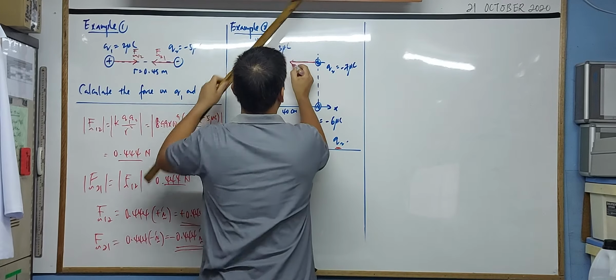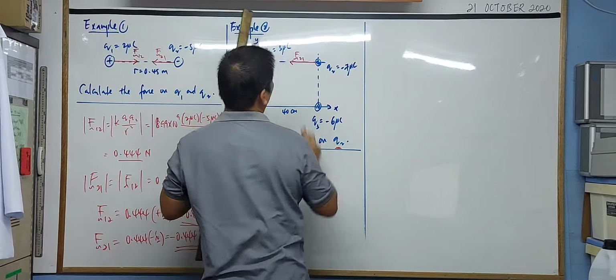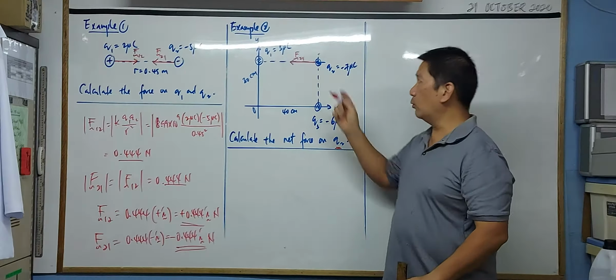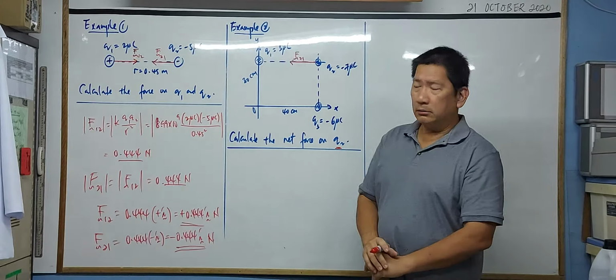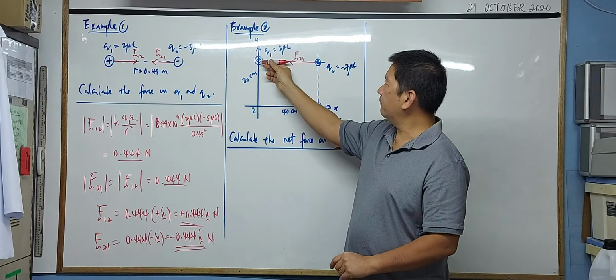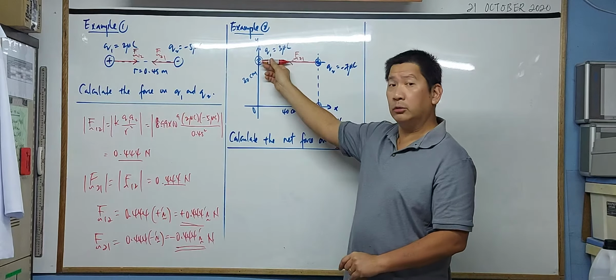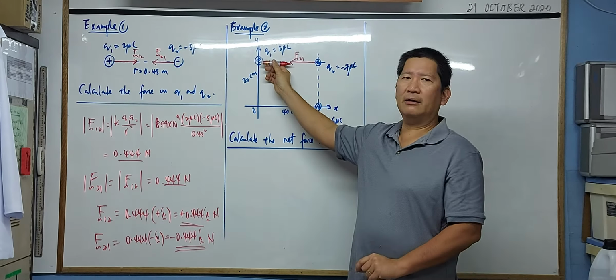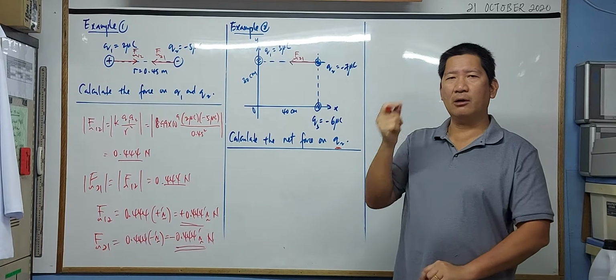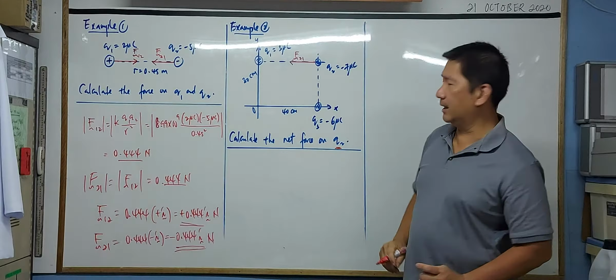Okay. So this one is F21, right? The force on charge number 2 because of charge number 1. And as we know, there is another force here, F21 and this is F12. But we are not asked to find out anything on Q1, so we drop out that vector. So that is not making our diagram even more complicated.